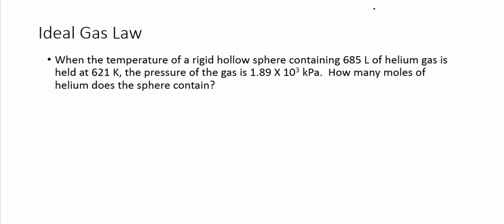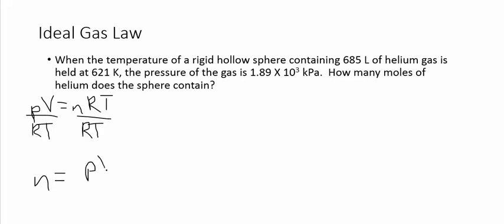It says when the temperature of a sphere containing 685 liters of helium is held at 621 Kelvin, the pressure is 1.89 times 10 to the third kilopascals. How many moles of helium does the sphere contain? So we have the ideal gas law. If we're solving for N, you could do some rearranging here. Divide both sides by RT, and we get N is equal to PV over RT.